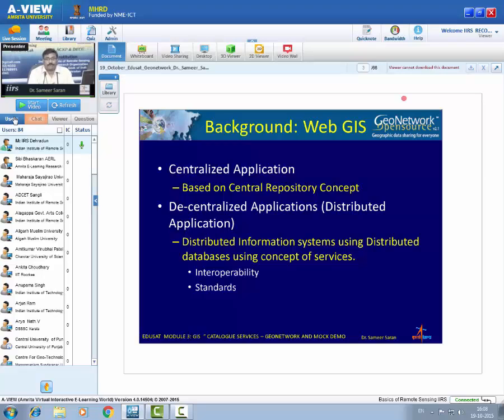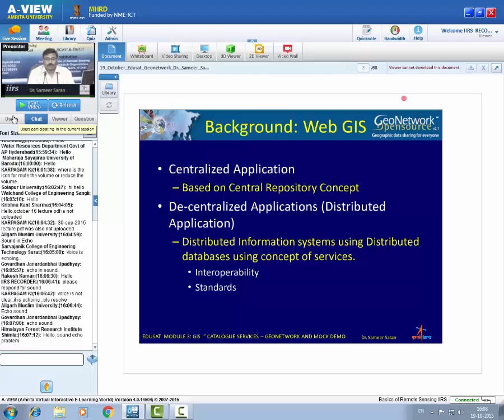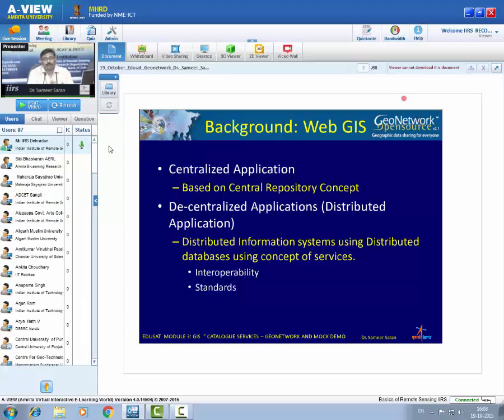The second is the decentralized category, wherein n number of organizations want to host the data, they want to retain the copyright, and they want to put the services in the public domain. That type of concept is called a distributed or decentralized application. So in order to build distributed services, we have to take care of two concepts. One is interoperability, another one is standards.